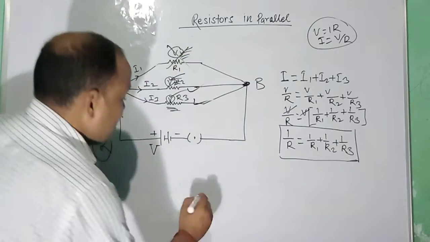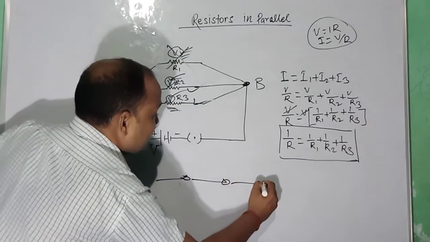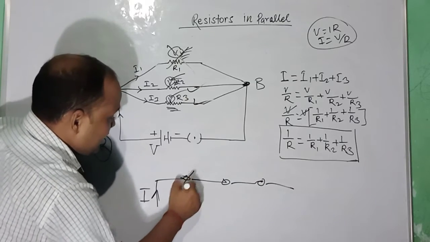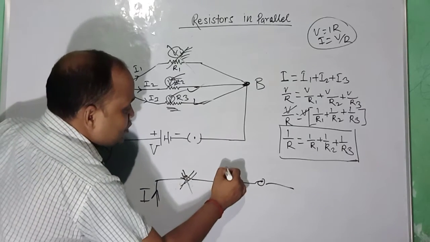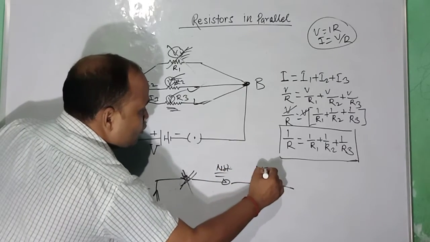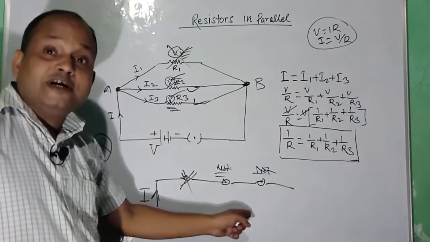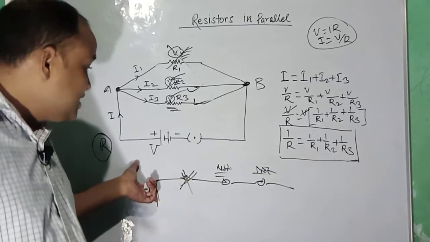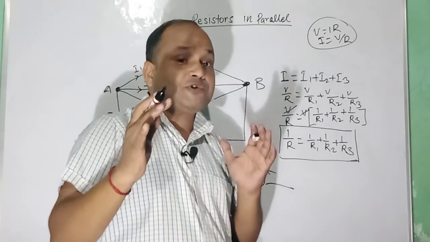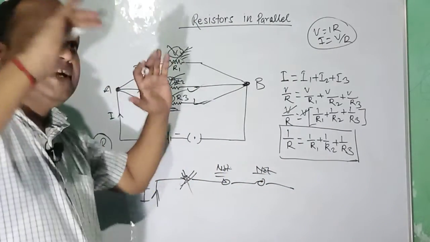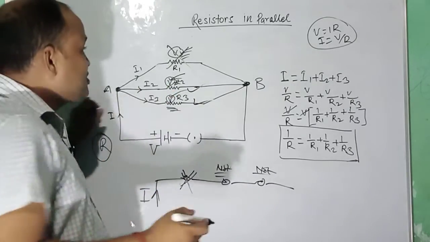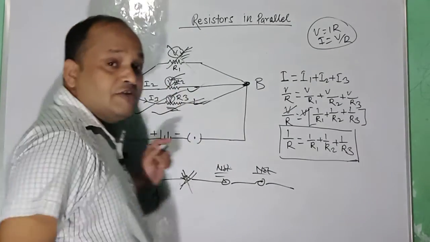But in series, if three bulbs are here, suppose the current is flowing from this side, if one blows off, it means these two will also not work. So this is the shortcoming or demerit of series. It will create a huge problem in our domestic use of electricity also. That is why in domestic use, wiring is done using parallel combination of resistors.